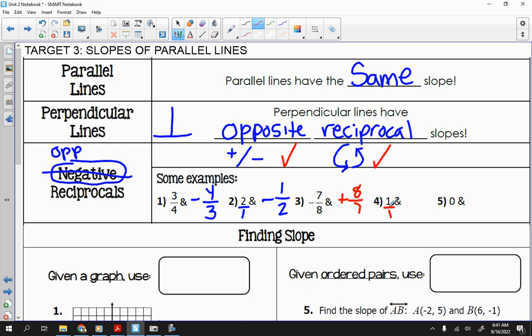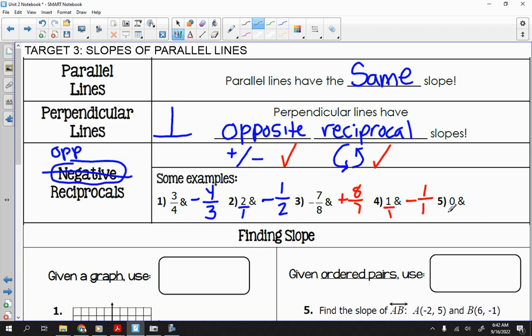This is going to look a little weird, but 1 over 1, opposite, change the sign, becomes negative, and 1 over 1, when we flip it, the reciprocal, it just becomes 1 over 1 again. So 1 and negative 1 are going to be opposite reciprocals.